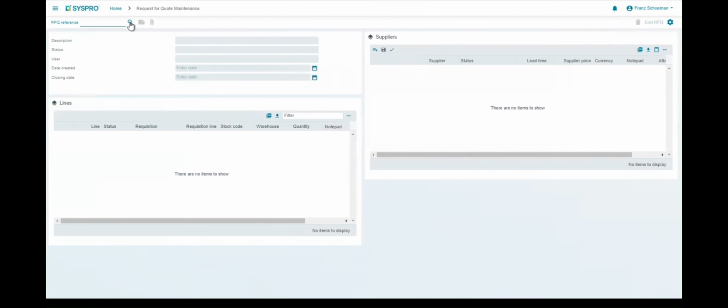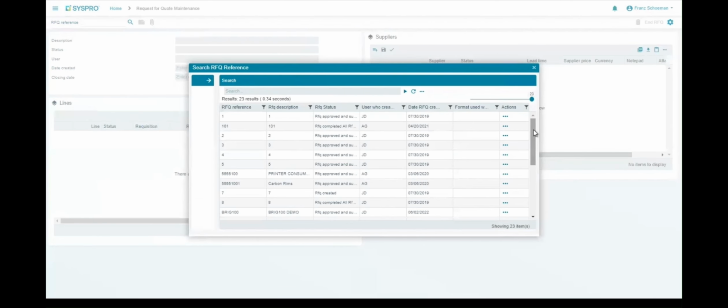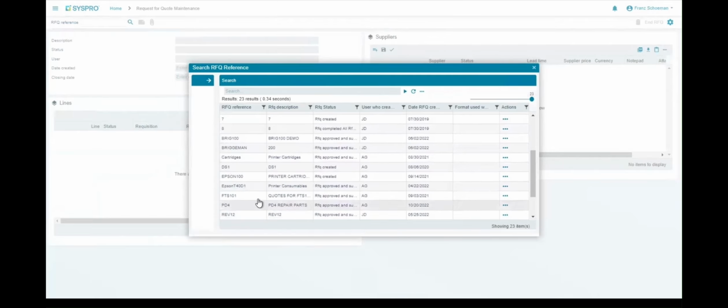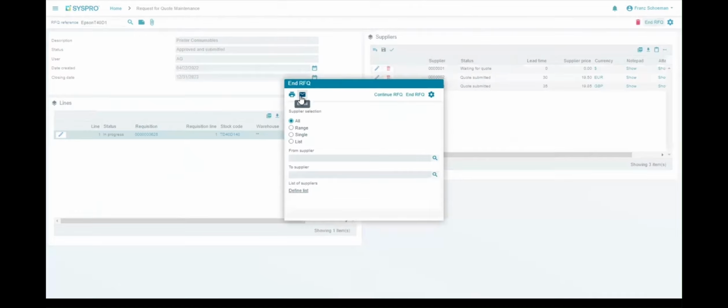Once it is approved, it can be rolled into the RFQ program. And the RFQ program allows us to assign potential suppliers for this particular product or service. These suppliers can then be notified via email that they are being requested to quote on this particular RFQ.